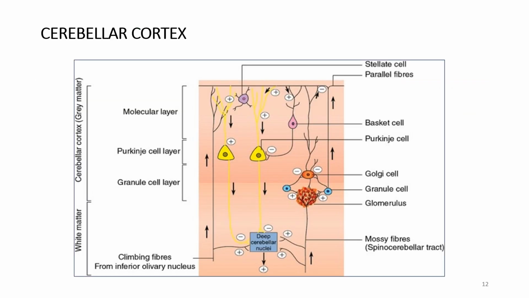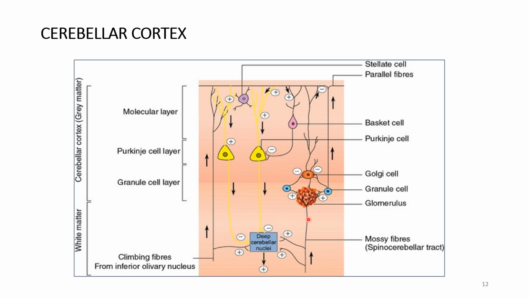Coming to the cerebellar cortex, the gray matter of the cerebellar cortex has the molecular layer, Purkinje layer and granular layer. What are those 5 types of cells? In the molecular layer, you have stellate cells and basket cells. In the Purkinje cell layer, you have Purkinje cells. In the granule layer, you have granule cells and Golgi cells.